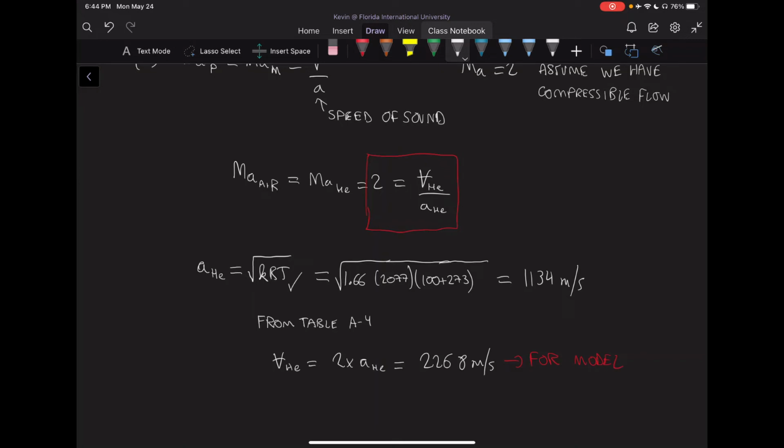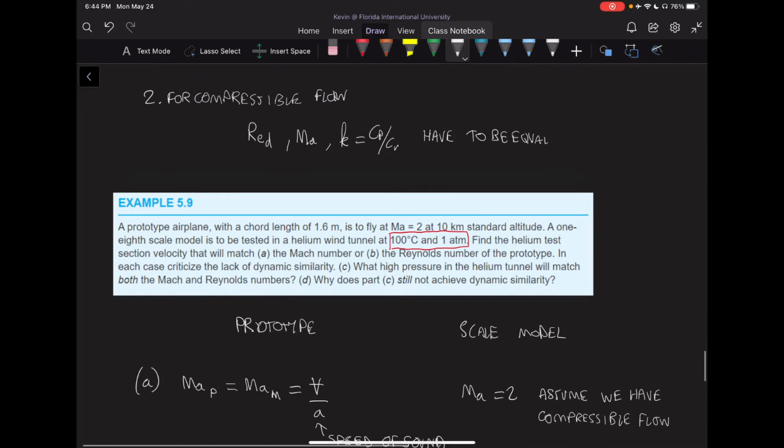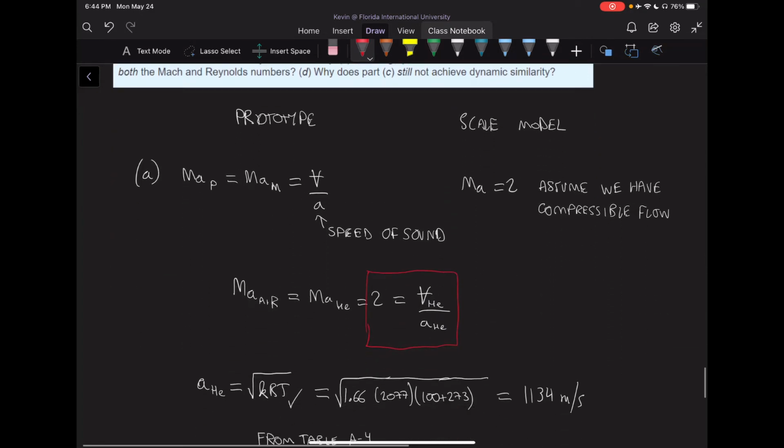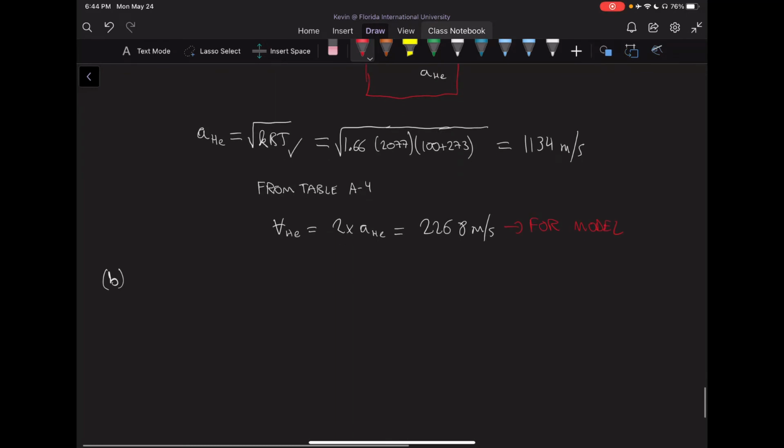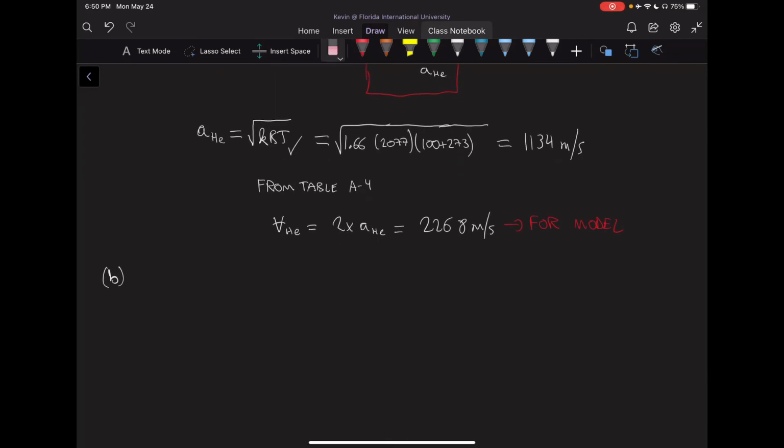Now, in part B of our problem, we are told to find the helium test section velocity that will match the Reynolds number for the prototype. So the next step is to look at and find the Reynolds number of the prototype. We're going to do the same exact analysis, but now we're going to be looking at the Reynolds number. And the Reynolds number equation is the following.